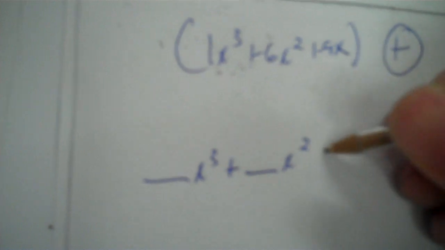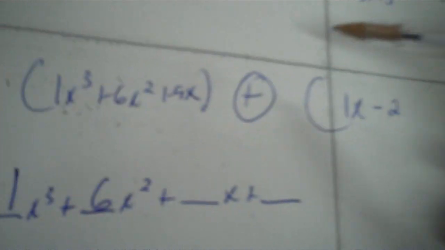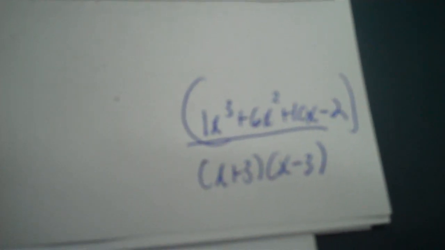Now you combine your like terms with the plus. So you got x cubed, x squared, x, and constant. So x cubed, we got a 1, x squared, 6, x, that'd be a 9 plus a 1 to make 10, and then negative 2. So you put that down here, 1x to the third plus 6x to the second plus 10x minus 2. Wrap it up. Okay.